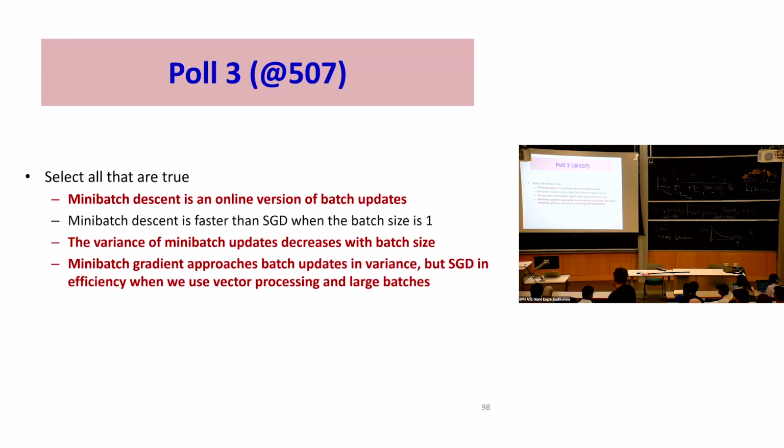Mini batch descent with a batch size of 1 is exactly stochastic gradient descent, so SGD is not distinct from it. And so the second statement is false, everything else is true. Mini batch descent is also an online version of batch updates, except you're updating things after seeing batches of instances. And with vector processing, that's going to actually be much faster than SGD.